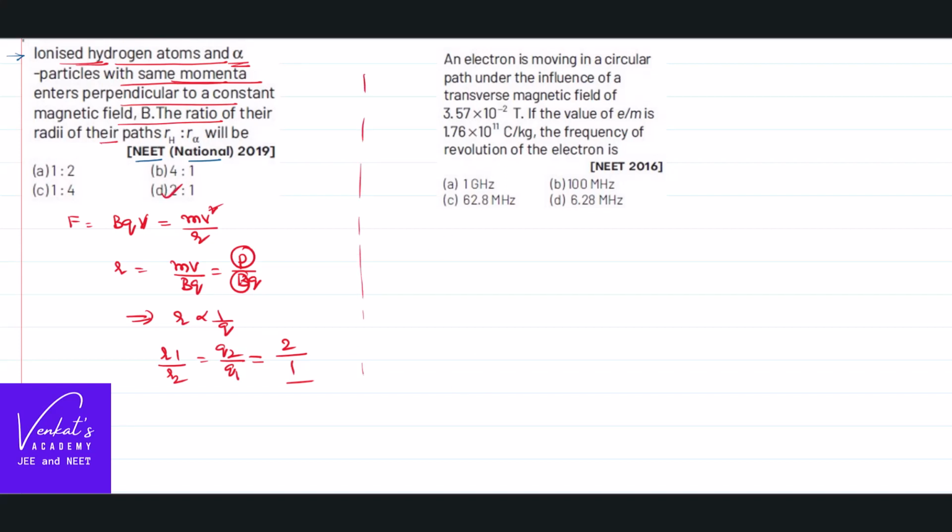In fact, the second problem is also the same concept. Look at this. An electron is moving in a circular path under the influence of a transverse magnetic field. For the same reason, when it enters perpendicularly, radius r, as I have derived, equals mv by Bq. The value of e by m is given for you, then what is the frequency of revolution, that is the question asked.